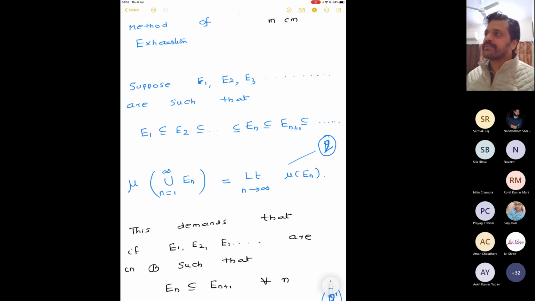In method of exhaustion, the object that we want to measure, we are trying to approximate by better and better objects inside it. Yes or no? Yes, sir. Why inside? Why always inscribe? You can also circumscribe.